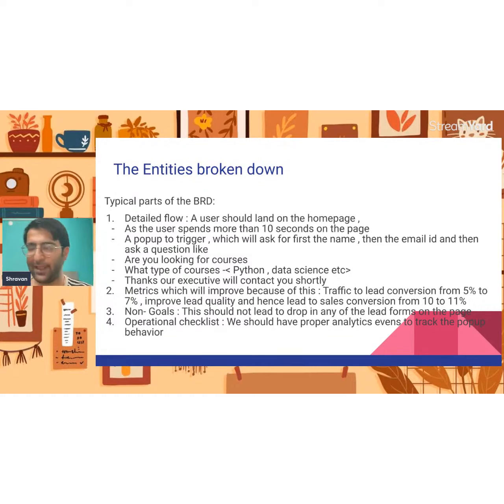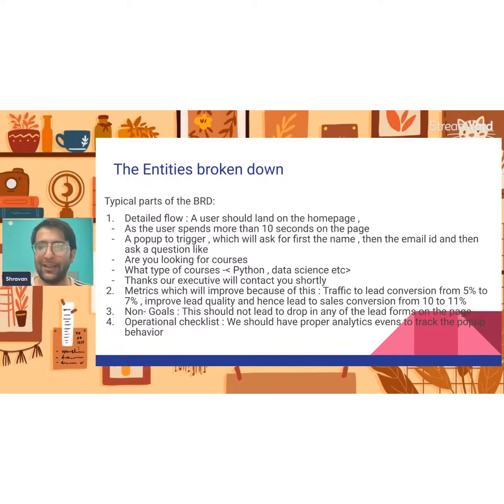Awesome. बहुत बढ़िया. Once the detailed flow is done, the next step is we will write the metrics. Which metrics will move? So business will say that the total lead conversion should actually grow from 5 to 7%, and the lead quality, which is lead to sales conversion, should grow from 10 to 11%. So the fifth step is which metrics will improve.